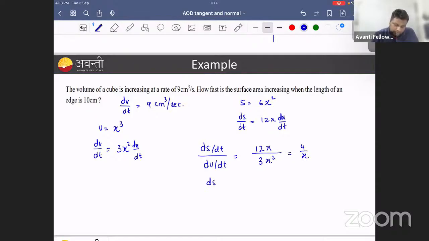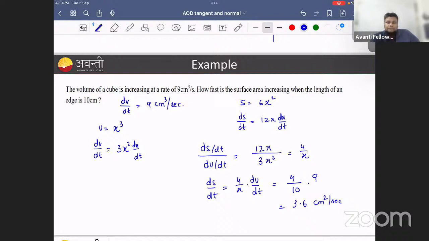Now, dS by dt is 4 by x into dV by dt. Now, 4 by x will be what? x is 10 centimeter, and dV by dt is 9 centimeter cube per second. So, answer is 3.6 centimeter square per second. How are you guys getting the answer as 2700?